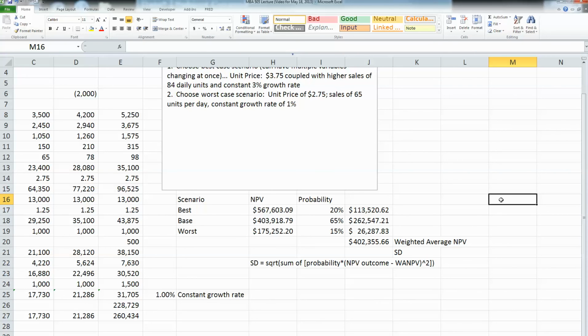So over here, I'm going to calculate this part. I'm going to take the net present value of the outcome and subtract the weighted average net present value and square it. So this is the net present value of outcome minus weighted average net present value squared. So the net present value of the best case scenario is 567,000. Subtract the mean of 402,000. Since I want to subtract the mean on every one of them, I'm making the mean an absolute reference. And then I want to square that.